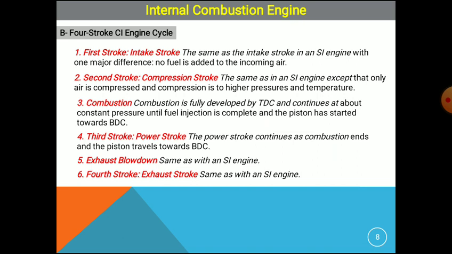Similarly, in the four-stroke compression ignition engine, the first stroke, the intake stroke, is the same as the intake stroke in an SI engine that we have seen earlier. The second stroke is the compression stroke. Again, the same thing happens: the piston travels from bottom dead center to top dead center and compresses the mixture.